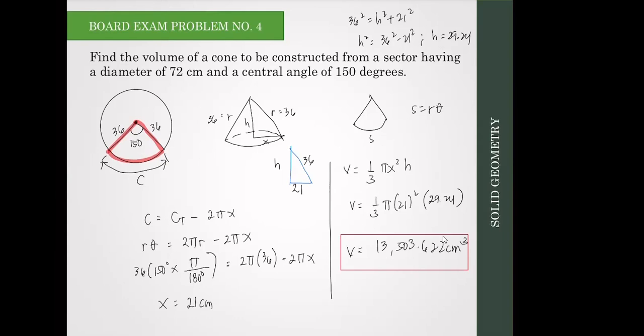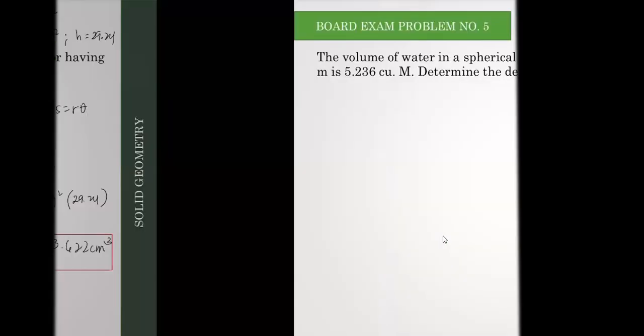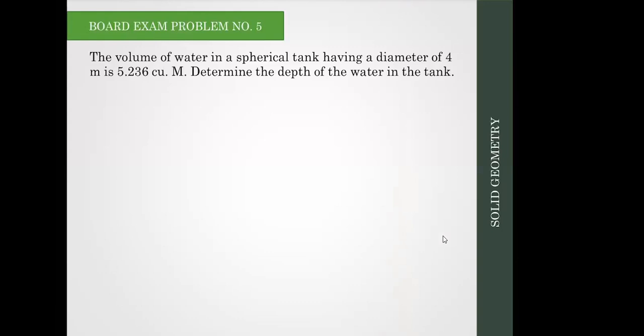Okay? Then for the last one, tapusin ko lang, no? The volume of water in a spherical tank having a diameter of 4 meters is 5.236 cubic meter. Determine the depth of the water in the tank. Okay? So meron tayong spherical tank. So ito daw yung tank natin. Let's say spherical yan. And then having diameter of 4, so may diameter to. So radius natin ay 2.